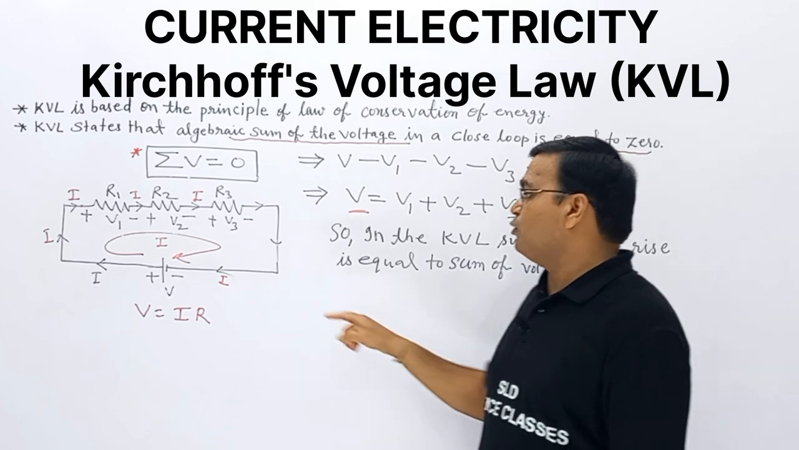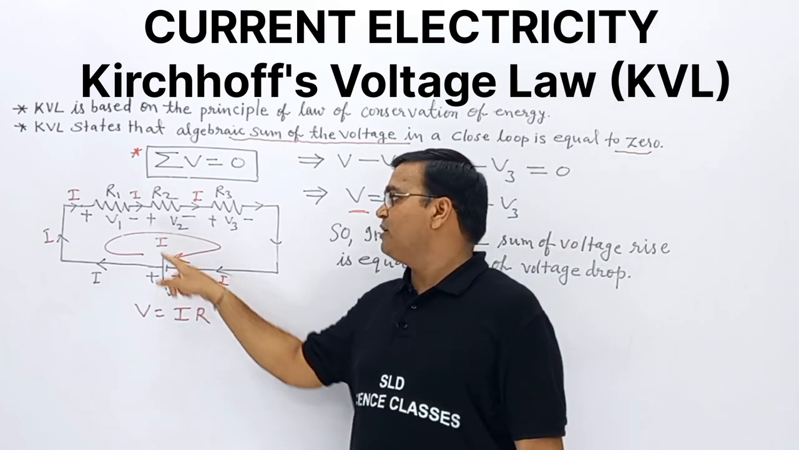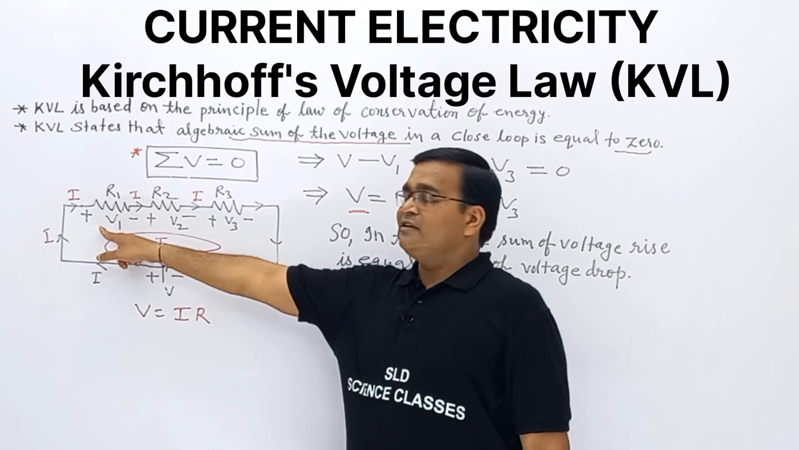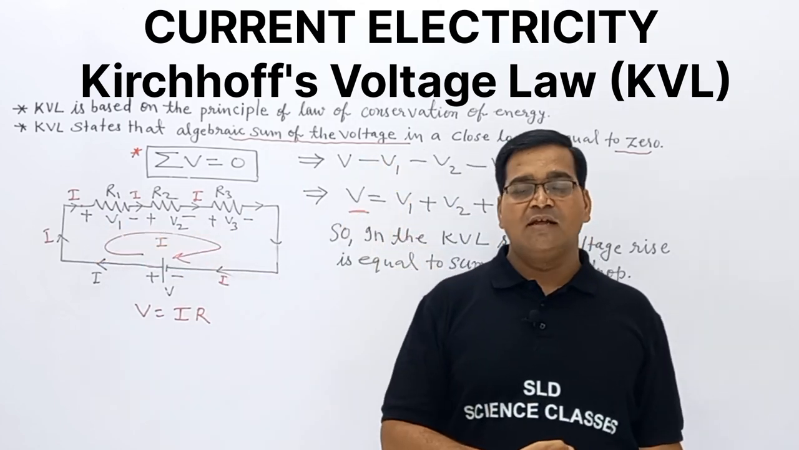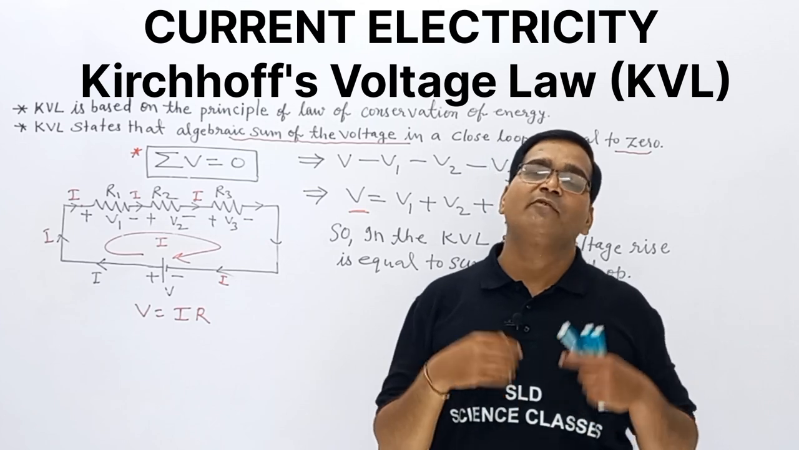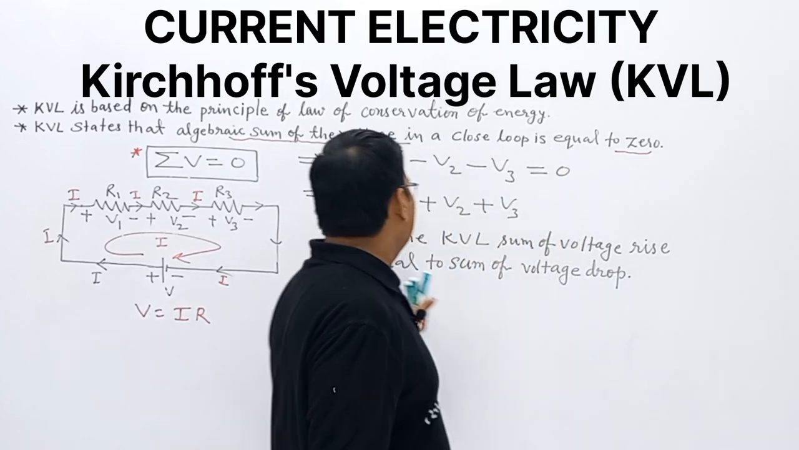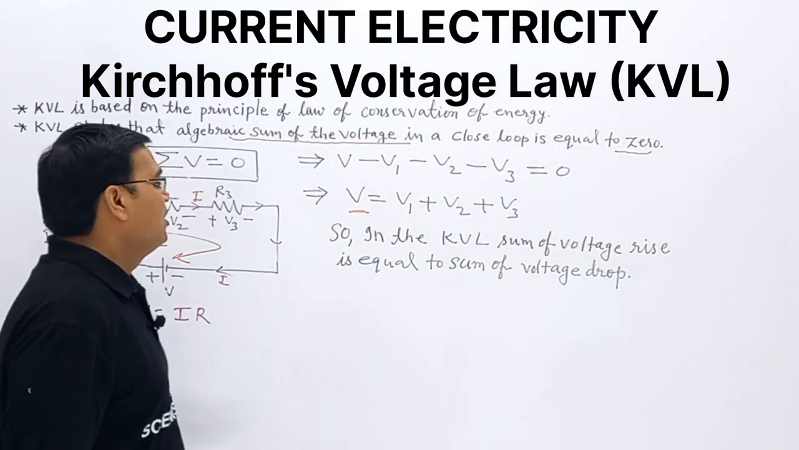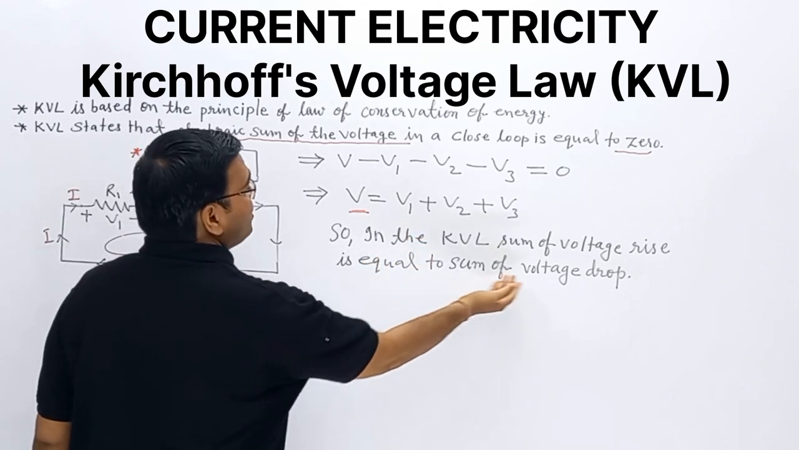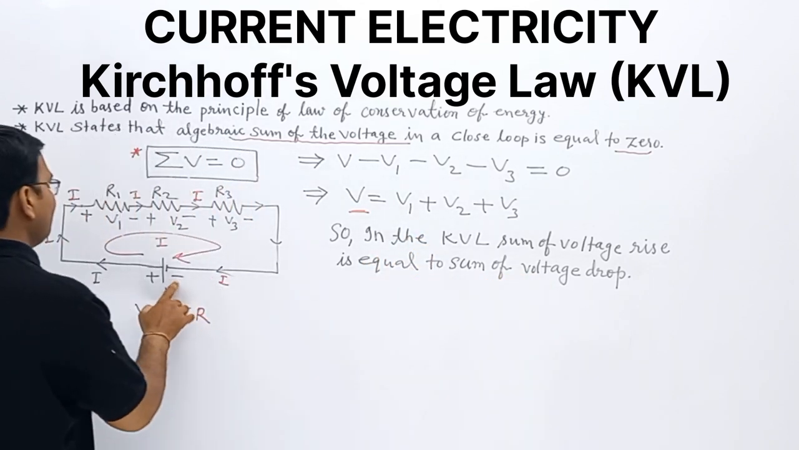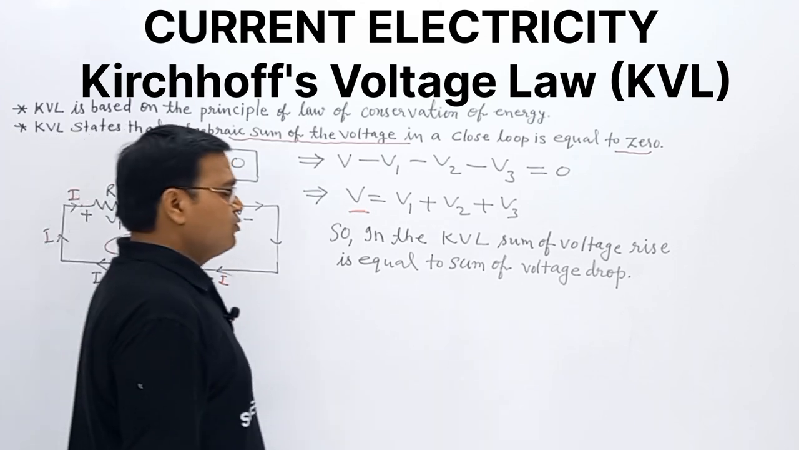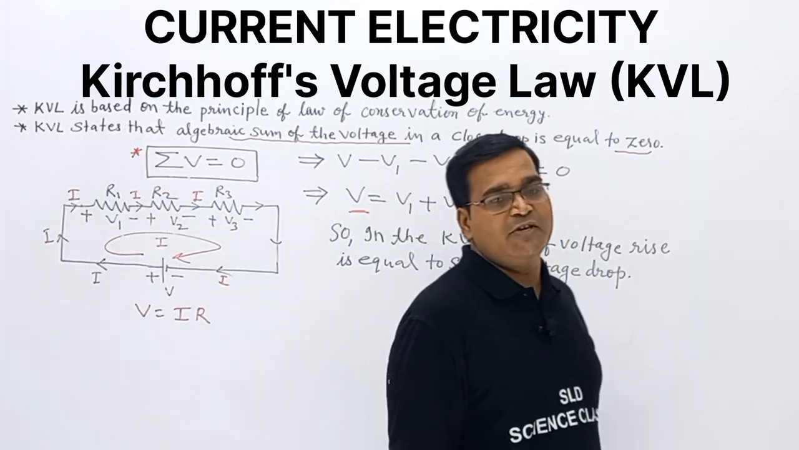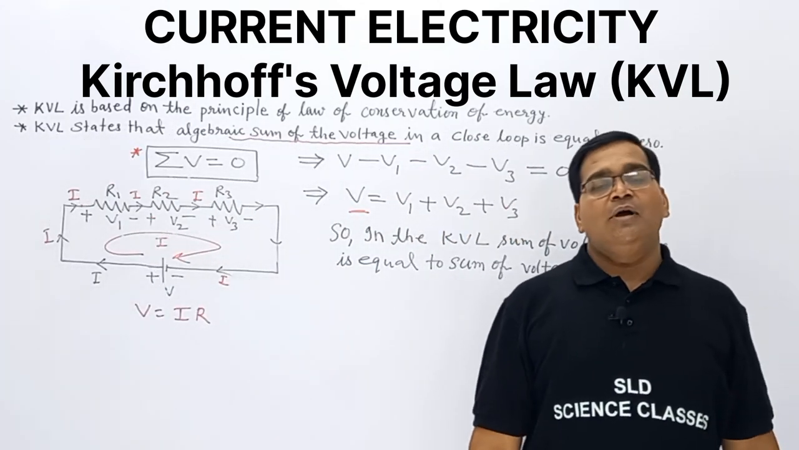When current enters the negative terminal, the sign of voltage will be positive. When current enters the positive terminal, we consider the sign of voltage negative, and the sum of these will be 0. And finally we can say voltage rise must be equal to voltage drop. Voltage rise means minus to plus, and drop means plus to minus, plus to minus, plus to minus. So this is Kirchhoff's voltage law.